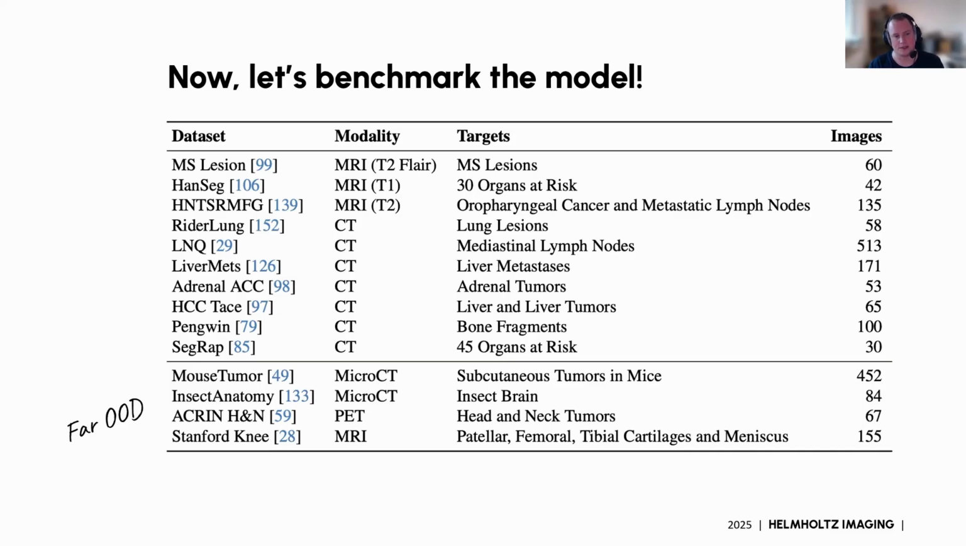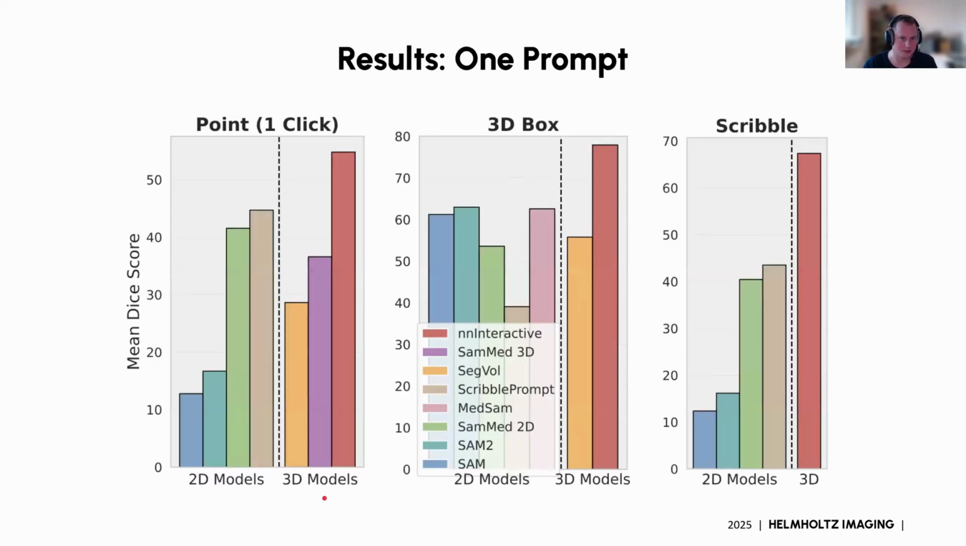And then the far OOD setting at the bottom is basically new modalities and/or completely new structures or new organisms. So what you're seeing here is, for example, mouse data with mice that have tumors, and we've never seen mice before. So how do we generalize to that? We're looking at insect brains, also something we have never seen, and some other things that are completely new to the method. Yeah, and this is our benchmarking data set. This is what we conduct experiments on, also for the competing methods. So let's look at the results.